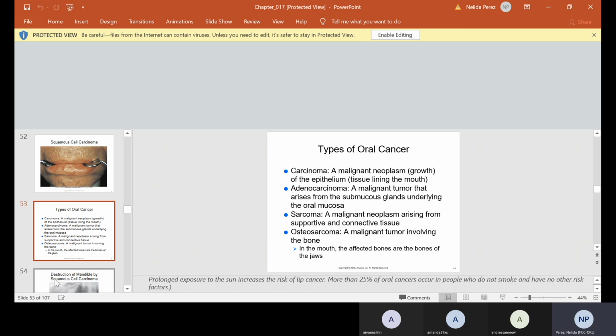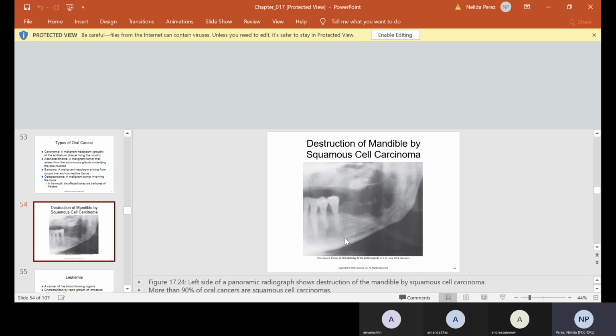So here's the destruction of the mandible by squamous cell carcinoma. I just showed you squamous cell carcinoma on the lips. It spread, let's say, in this picture. We don't know if it started there or not, but it can, as I mentioned. And in this case, this black area here is basically eating up the bone, the jawbone, the mandible, okay?